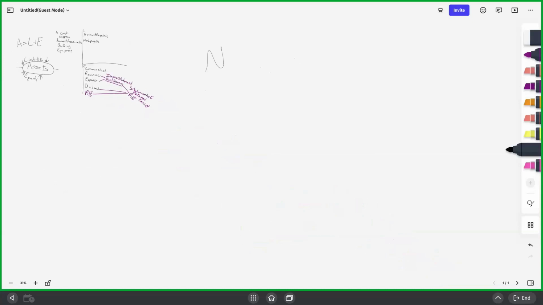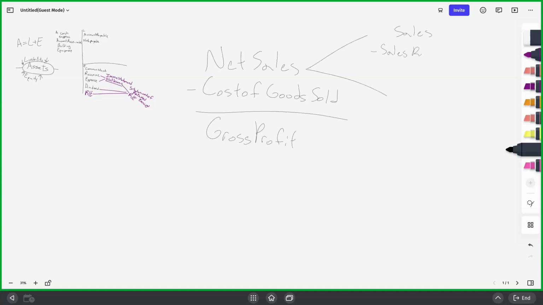So you get your net sales minus cost of goods sold, equals gross profit. Your net sales itself consist of 3 different accounts. You have your sales account minus your sales returns, and then minus your sales discounts. This equals your net sales.